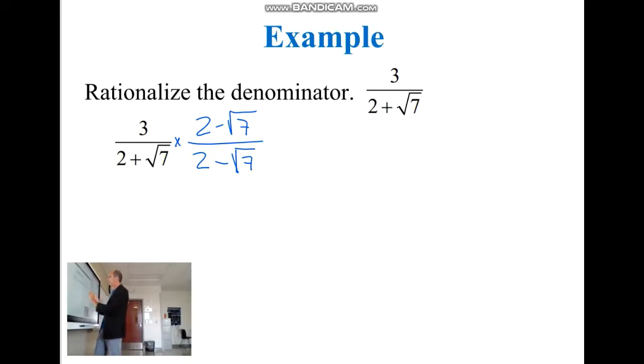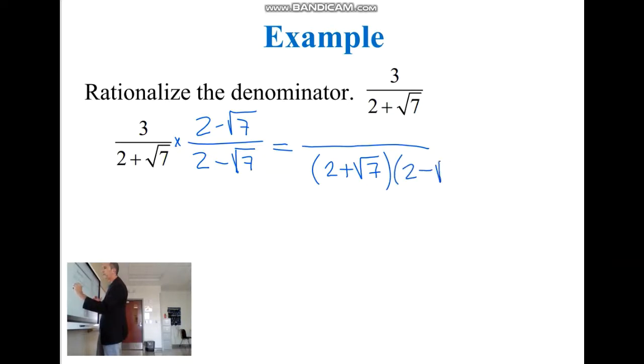This is 1, we can multiply, not changing anything, and I will do this step by step really slowly so you can understand. 2 plus square root of 7 times 2 minus square root of 7, and on the top you're going to have 3 times 2, let's do the distribution here, 3 times 2 is 6, minus 3 times square root of 7, 3 square root of 7.